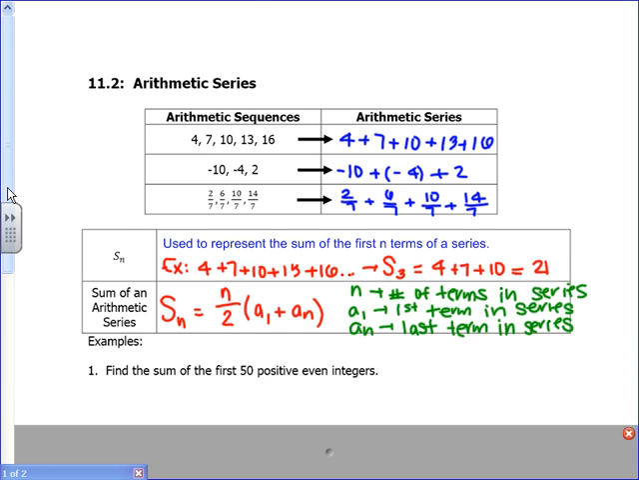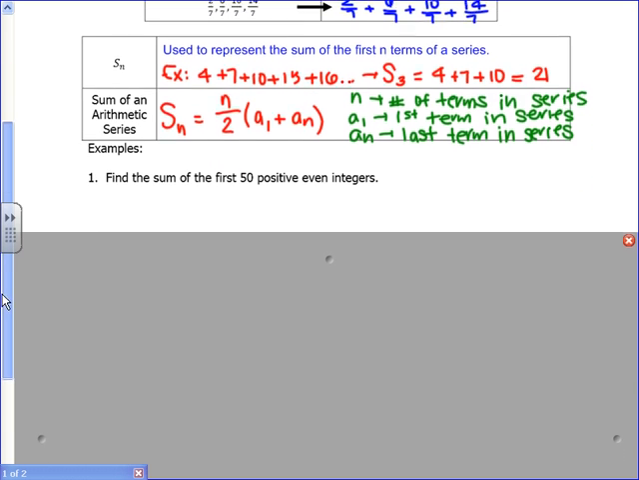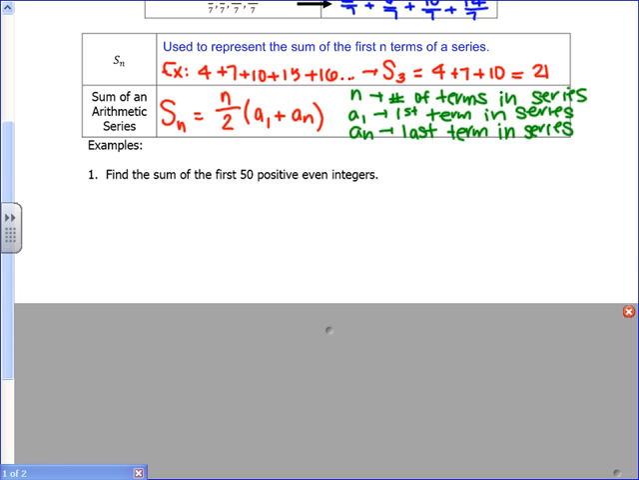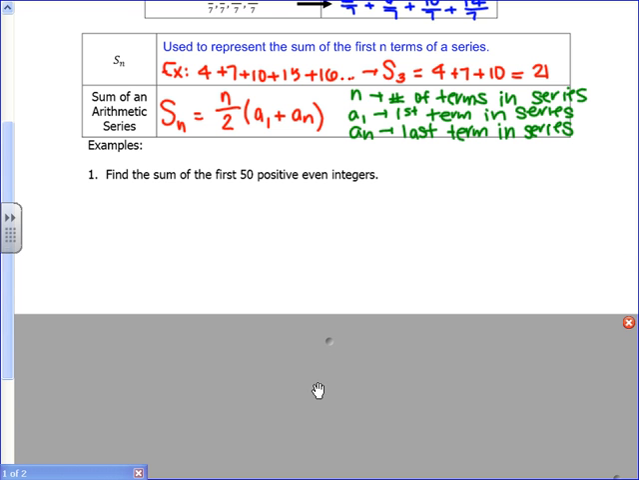So let's take a look at an example now using that equation or that formula. Number 1 says find the sum of the first 50 positive even integers. So positive even integers, let's just think about what they're talking about first. 50 positive even integers. Positive, of course, meaning above 0. Even, meaning 2, 4, 6, 8. And integers just means that it could be negative, it could be positive, but they are specifically saying positive. So let's go 2, 4, 6, 8, and it's going to go on all the way for 50 terms.